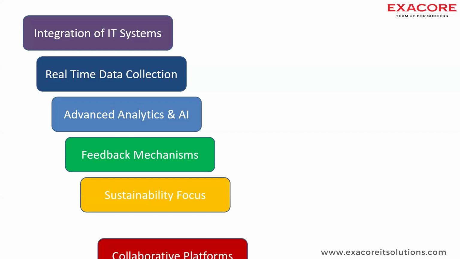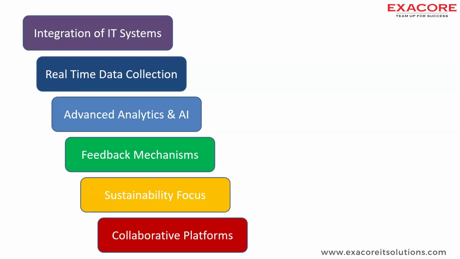The last key element would be collaborative platforms. Using collaborative platforms will enable communication and coordination among the different departments and stakeholders to ensure that the focus and the vision of closed-loop manufacturing, and the ultimate aim of closed-loop manufacturing, is continuously realized. That is, being informed, optimizing, improving, all those key tenets of closed-loop manufacturing, is at all times adhered to.